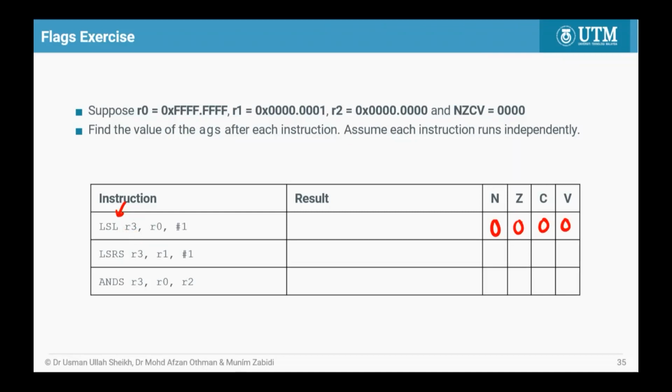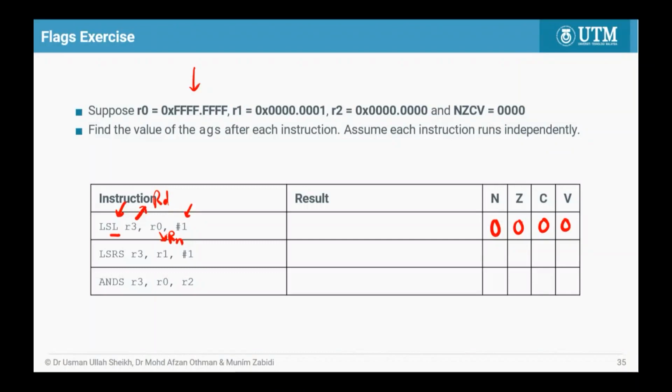So R3 is your Rd, the destination register. R0 is your Rn, the source register. And what is this 1? 1 is the operand, which indicates how many times you're going to shift. Since this one is a shift to the left, the value from R0, what is your R0? So this is your R0. We have F, F, F, F, F.